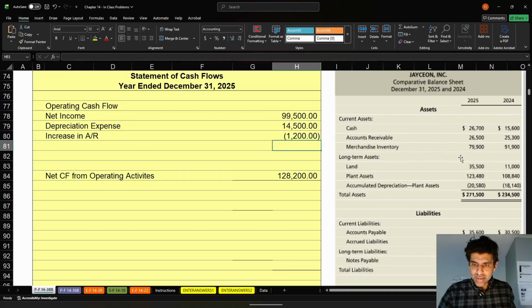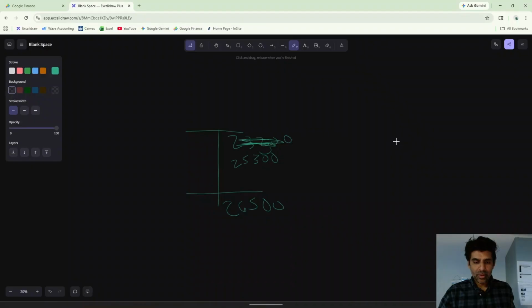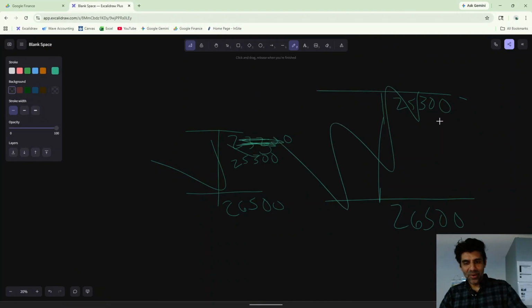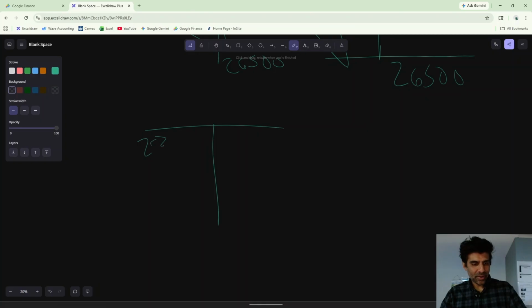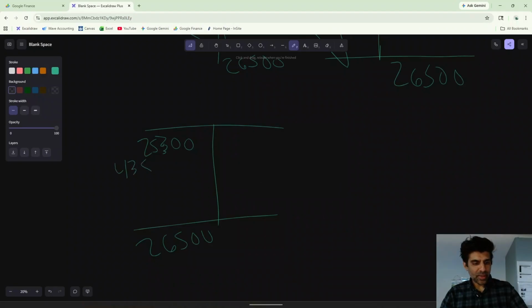So we had revenue of 23,800. Let's just assume that it was all credit sales. So we would have had an increase. So let's assume all of the revenue, 238,000 was, sorry, this is totally wrong. These are debits. So 25,300, 26,500. If all of our sales revenue was accounts receivable, it would have been 438,000.